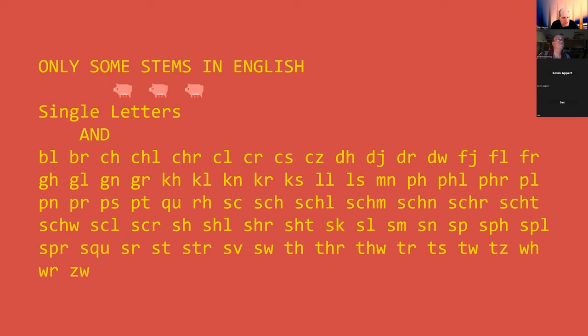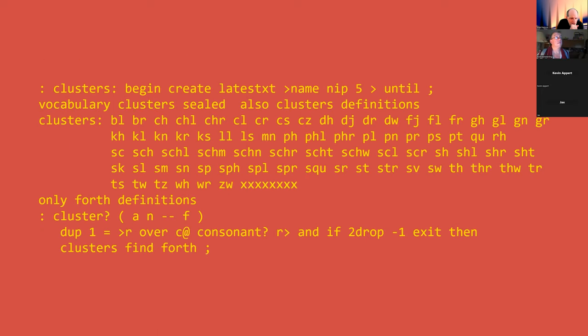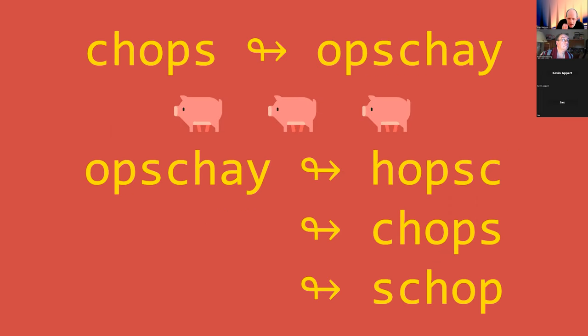One thing I tried at first is, well, you know, only some stems are valid in English. So what if I look for the sort of valid stems, which are just single letters and then these particular combinations? And so I came up with this clusters word and a way to go scan to see if something is in a cluster and check to see if something has that particular stem.